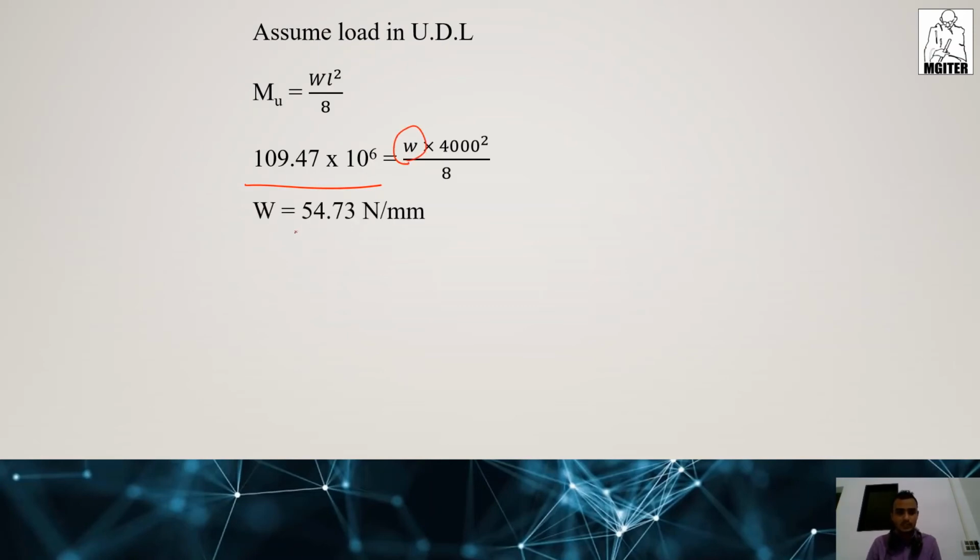So W is 54.73 Newton per mm because it's a UDL load. So convert into kilonewton per meter. So this is 54.73 kilonewton per meter.